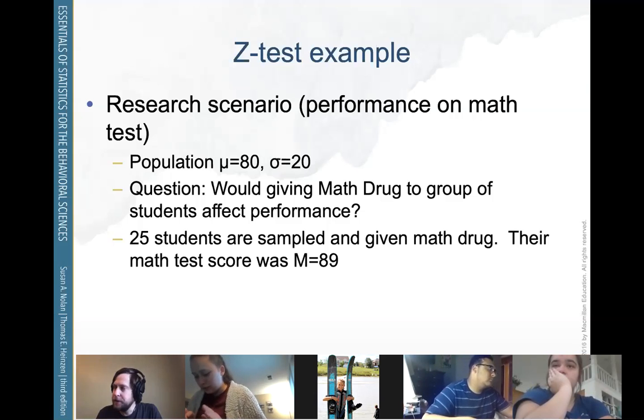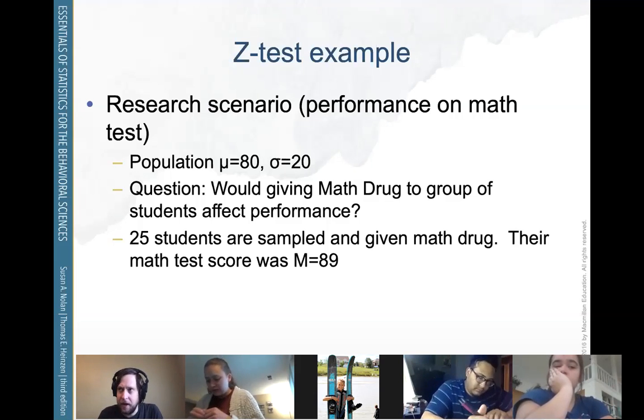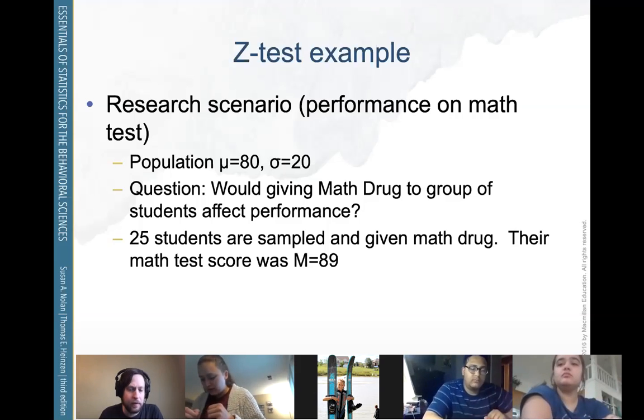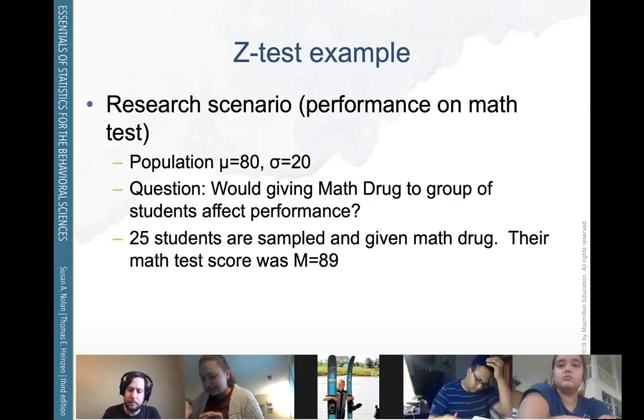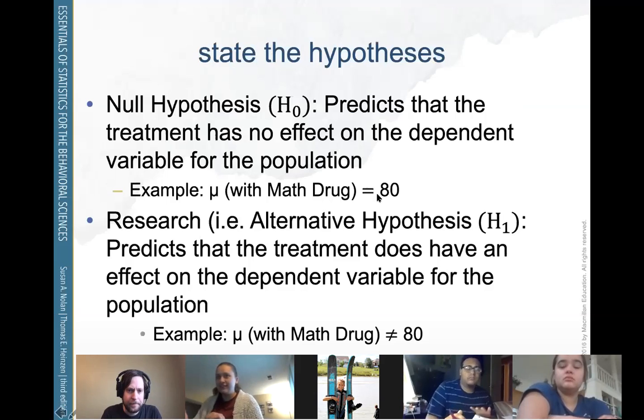So we randomly sampled 25 students from the population, and then we gave them math drug, and then they took the test, and the average score for them was 89. The essential question we're asking here for the z-test is, is that score of 89 significantly different than 80? We did this stuff last time, so we'll review quickly.